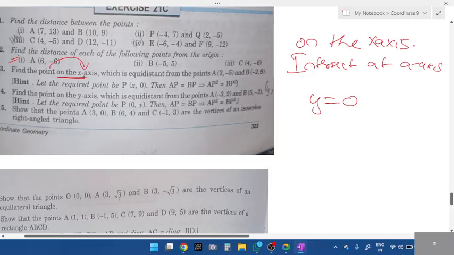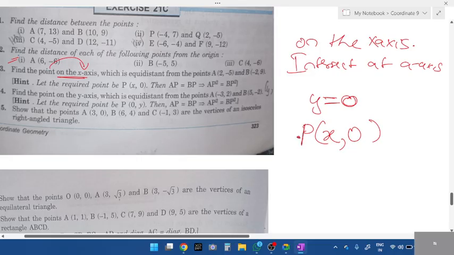Find the point on the x-axis which is equidistant from point A and point B. Point A and point B. So for point P, students, find the point on the x-axis. Let us take that point P. What are the coordinates we have? For y, what is the value you have to take? For y, you have to take 0. And for x, you have to take the alphabet x itself.